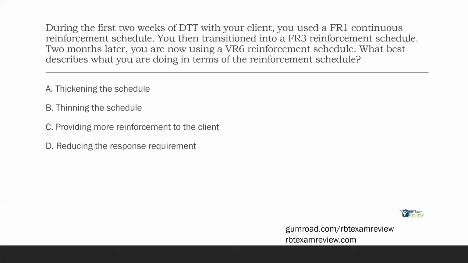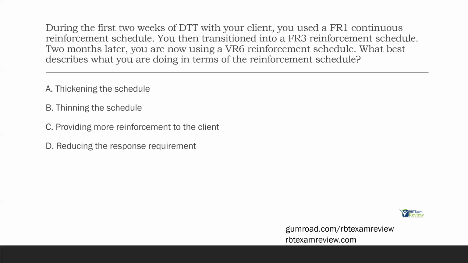Apparently the client is getting better or getting quicker because we are slowly what? Well, we're increasing the response requirement, right? FR1, every single response gets reinforced. FR3, every third response gets reinforced. VR6, now we're on an average of 6, right? So 3 responses could be reinforced, or 9 could be reinforced, right? VR6 is a very thin schedule.